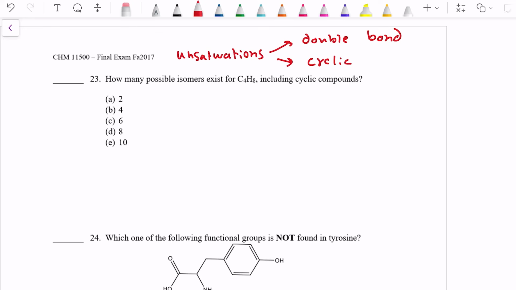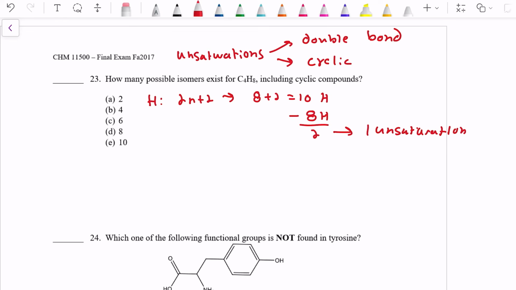The amount of hydrogens we would expect to have in a fully saturated molecule is 2n plus 2, where n is the number of carbons. So for us, we have 4 carbons, so that would be 8 plus 2. So we would expect to have 10 hydrogens. We only have 8 hydrogens, which means we're missing 2. And if you take away 2 hydrogens, that's equivalent to 1 unsaturation.